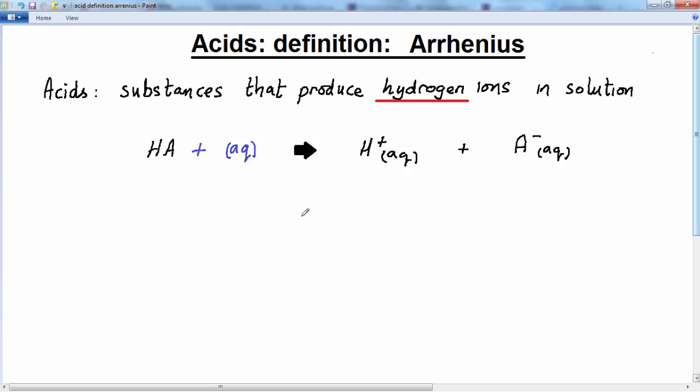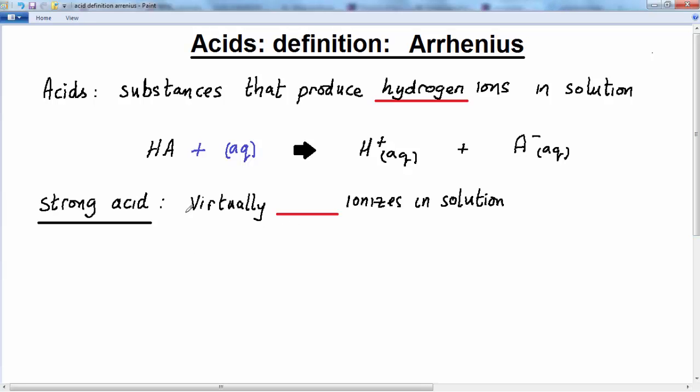What do we mean by a strong acid and what do we mean by a weak acid? Well, a strong acid is an acid which will virtually 100% ionize in solution. Okay, so we'll put 100% there, virtually 100% ionize. An example of that is hydrochloric acid.